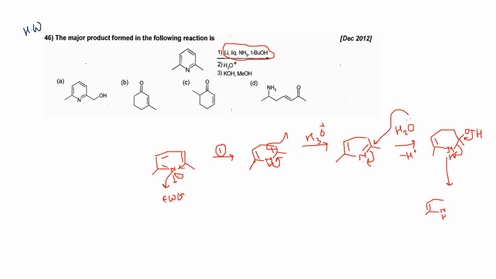To form an NH2 and a ketone here. Similarly, the same three steps will repeat at this position also. And after that we will get a diketone.